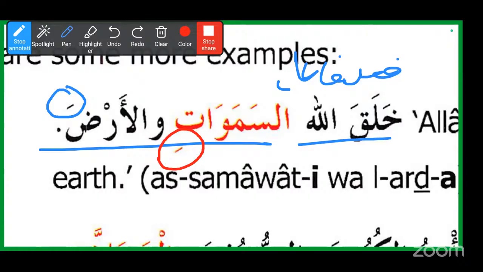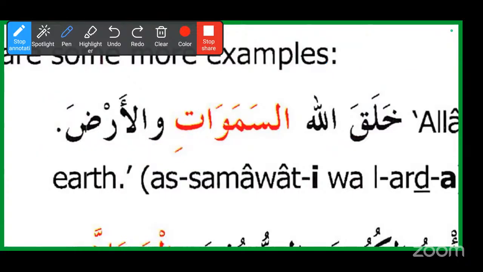So how can you conjugate sama? As-sama, as-sama'u, as-sama'a, as-sama'i, as-sama'ani, as-sama'aini, as-sama'aini, as-samawatun, as-samawatu, as-samawati, as-samawati. You see, in halat al-nasab it would be as-samawati.